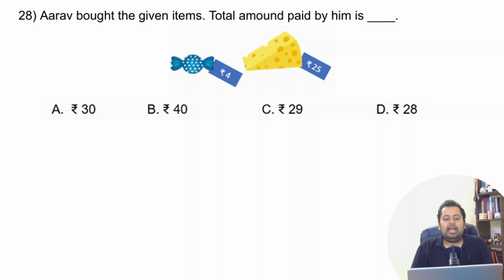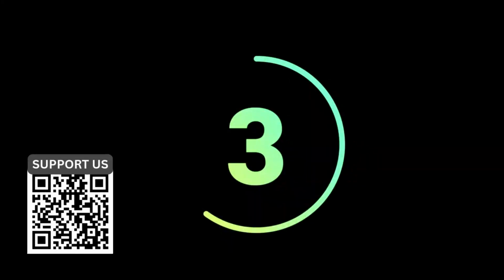Arav bought the given items. So there is a chocolate or a toffee that costs rupees 4. And there is a cheese slice that costs rupees 25. You have to find out the total amount that was paid by Arav. Find the solution and we meet the other side.